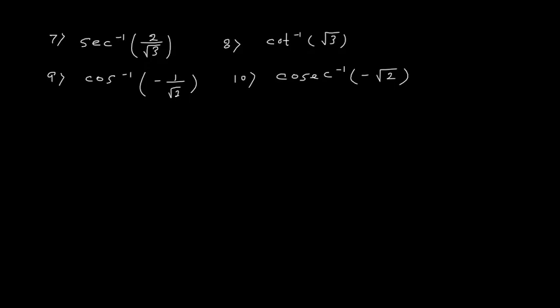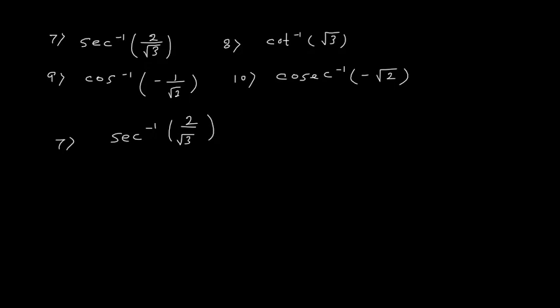Now in the last lecture we have seen till problem number 6. Now let us see this question number 7. Here we have to find the principal solutions of these given functions. So 7th problem, we have sec inverse 2 upon root 3.